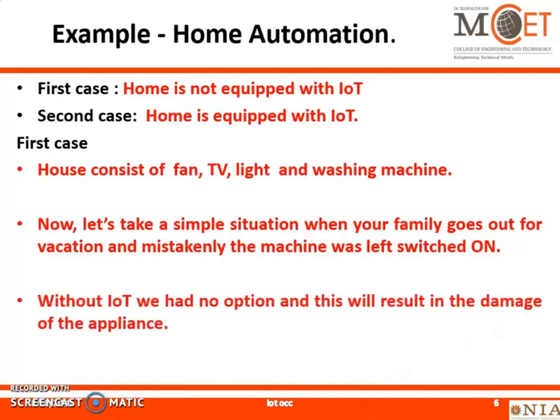And if the same situation happens and my home is equipped with IoT, that is, if it is automated, then what will happen? You can just take your smartphone, because all the devices in your home are connected to the cloud. You can access your devices from the cloud. You just press off. The things which are on get switched off. So this is the main benefit, the main advantage, if your device is automated and connected to IoT.